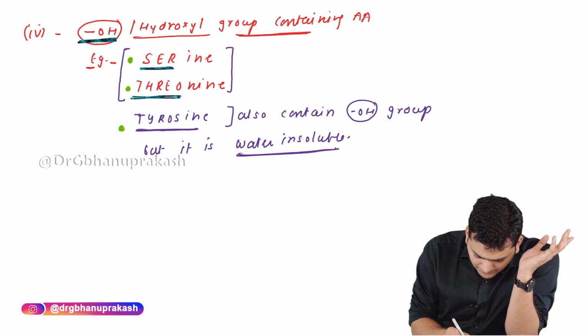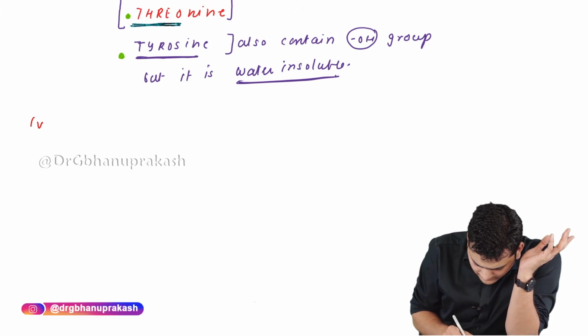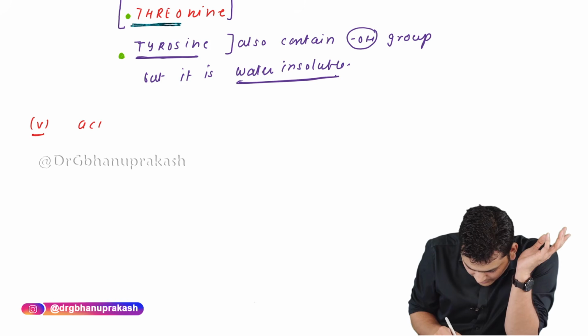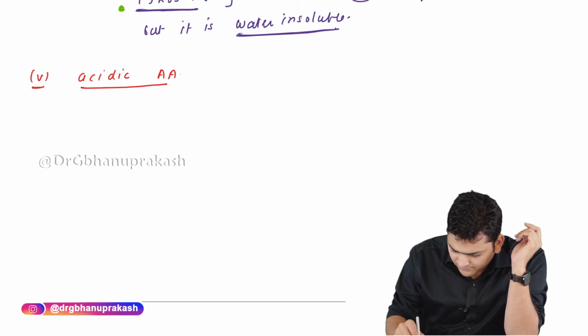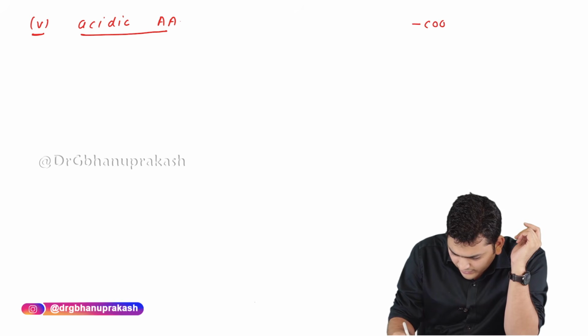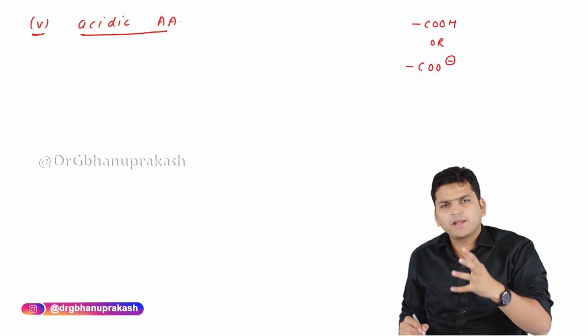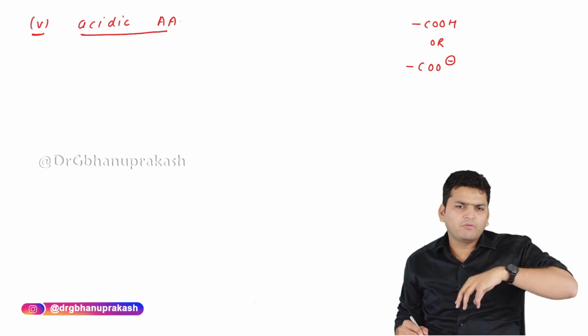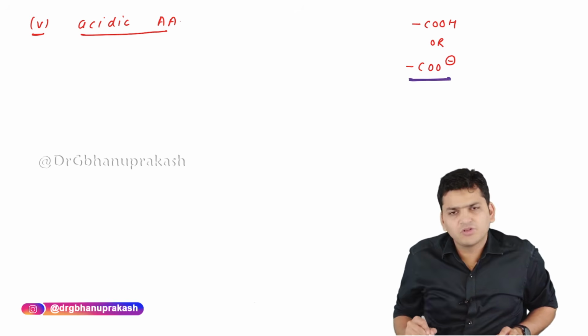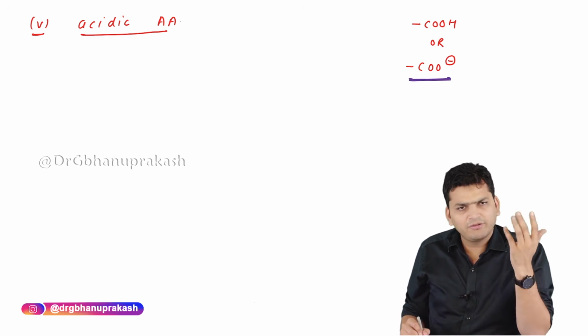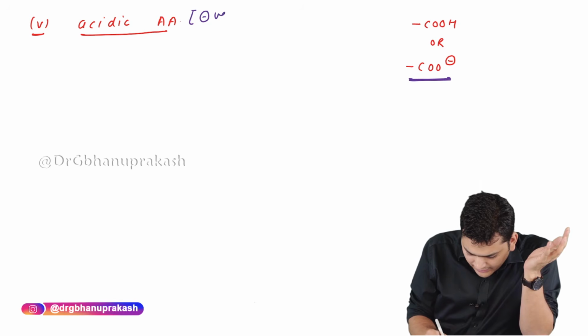Coming to the fifth subcategory, that is the acidic amino acid. We can write acid like COOH, or we can write it like COO negative. The point I want to convey is that wherever there is an excess amount of acid, it is going to contain negative charge, because whether you write COOH or COO negative, it is the same. So these are the negatively charged amino acids.